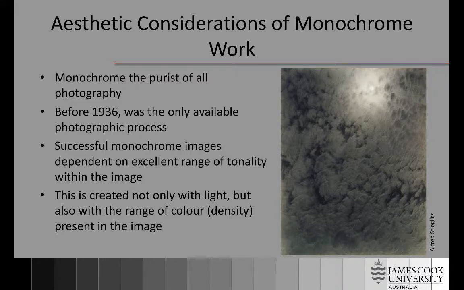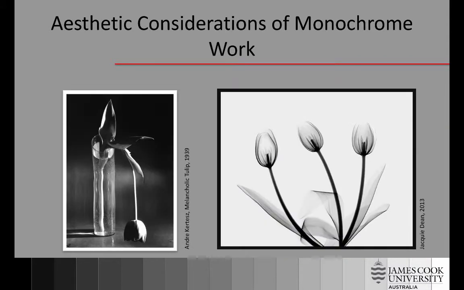Think about the range of colour that's also in the image, and towards the end of this podcast I'll talk to you about how colour converts to black and white, or to monochrome. What I'm now saying to you is that great masters of fine art photography have always worked in black and white to emphasize that pure and simplistic form within the images, and it continues today. So look at Jackie Dean's work from 2013, where she's using X-ray film to produce these beautiful images.